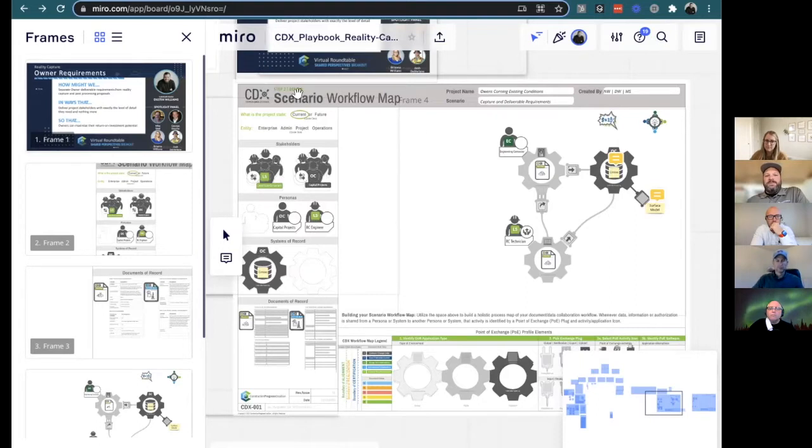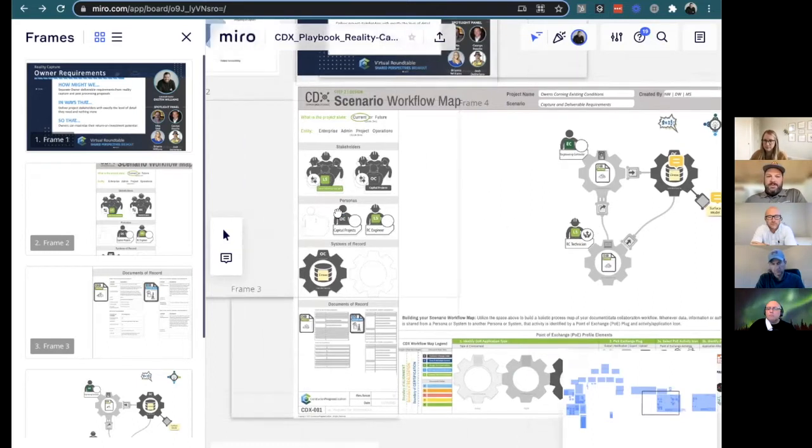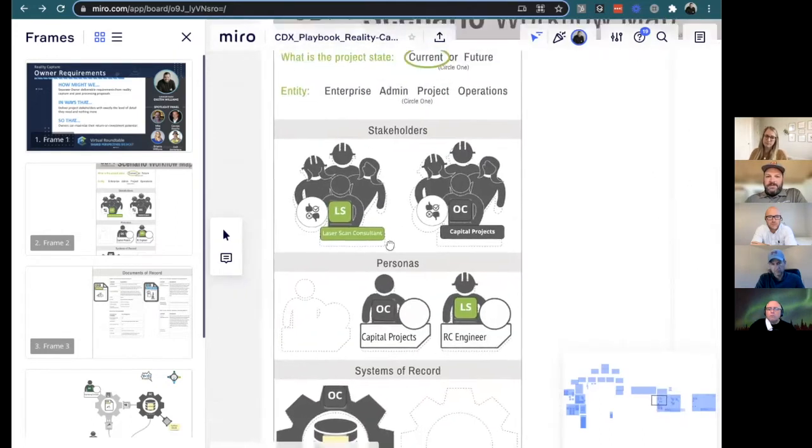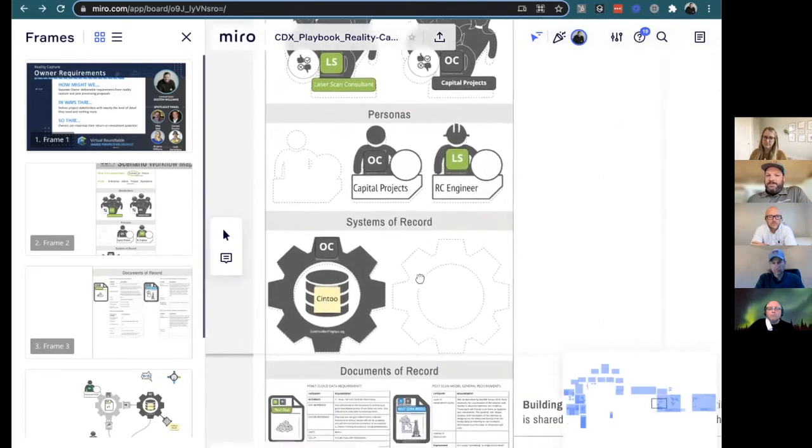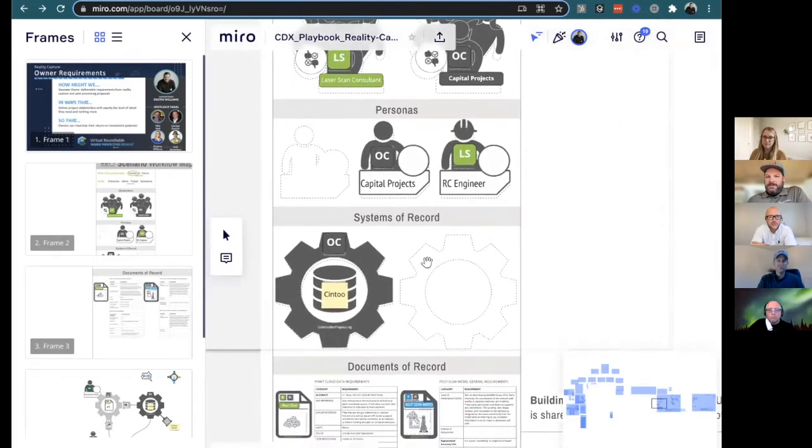And if you're seeing this CDX scenario workflow we've started filling out, it's pretty common across all the CDX initiatives to try to document pain points and different connections to different personas. So just to run through that real quick, these are stakeholders. In this case, we've got laser scanning consultants and the owner. So those are the two you'll see. It's pretty simple in this one.